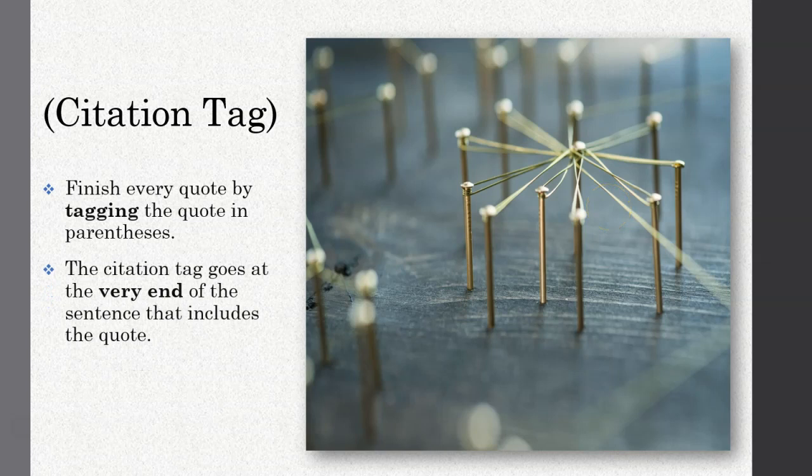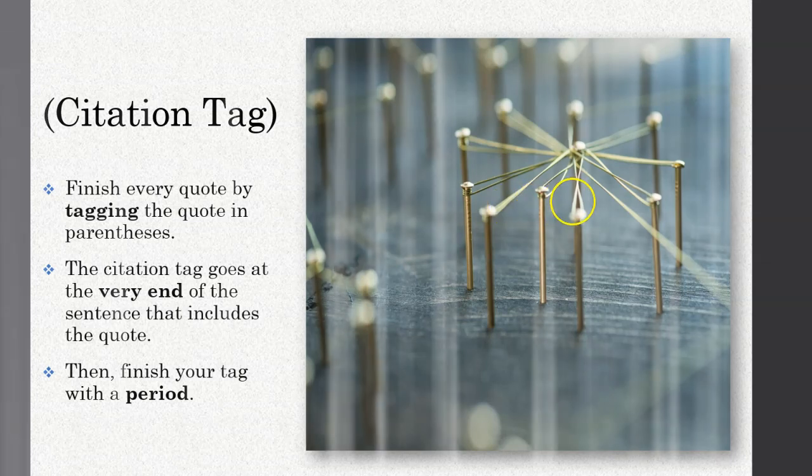It's important to remember that the citation tag goes at the very end of the sentence that includes a quote. So it doesn't go in the middle of the sentence. You don't say something like, on page 25, this author states. Instead, you go to the very end of the sentence with your citation tag, and then after the tag, you put the period. So the citation tag is within the sentence. The period at the end of the sentence closes the citation tag.